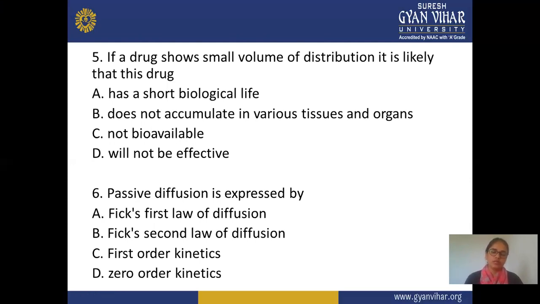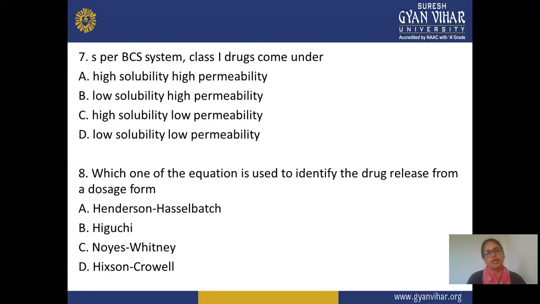In the sixth question, passive diffusion is expressed by A, Fick's first law of diffusion. B is Fick's second law of diffusion. C is first order kinetics, and D option is zero order kinetics. In the seventh question, as per the BCS classification system, class 1 drugs come under A option, high solubility and high permeability. B is low solubility and high permeability. C is high solubility and low permeability. And D is low solubility and low permeability.